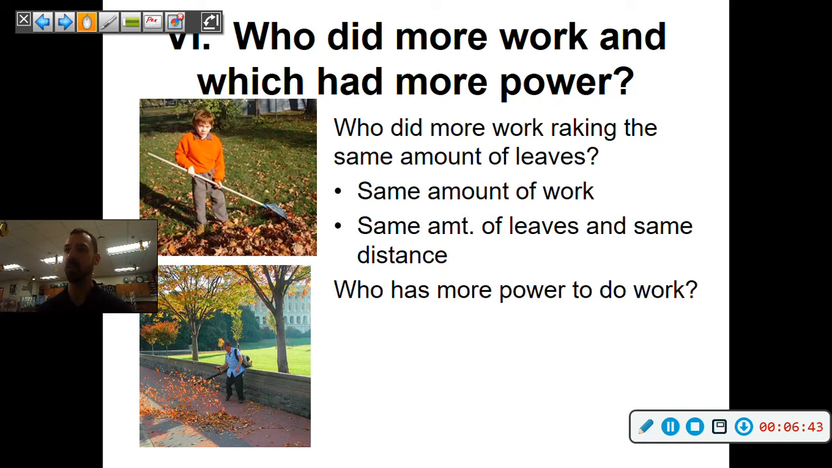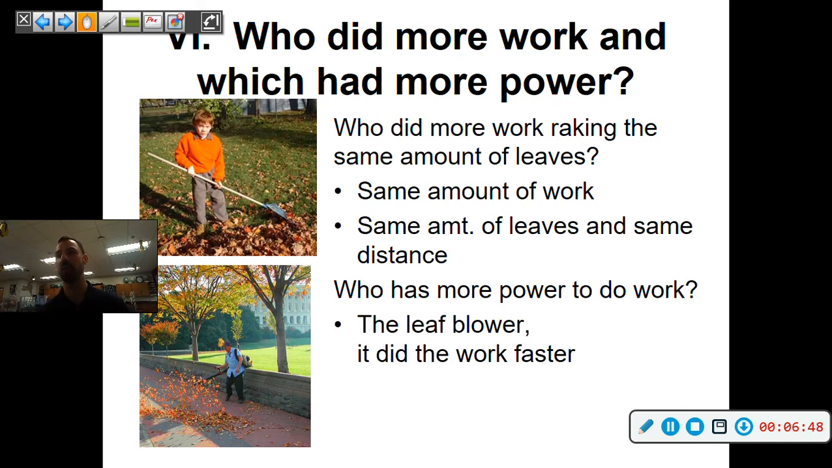is the power. So obviously who has the power to do more work? The leaf blower. And if you're using it effectively, it's going to be able to do the work faster. And that's what companies always want. They want to complete the work faster so they could actually push more product out and make more money. So that's what the goal is half the time when they make something.